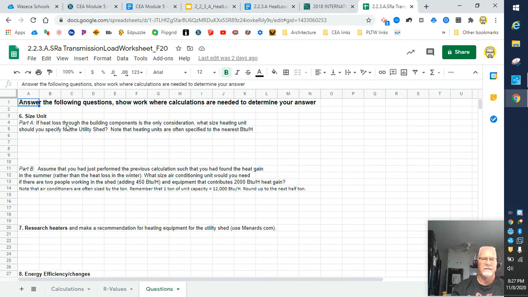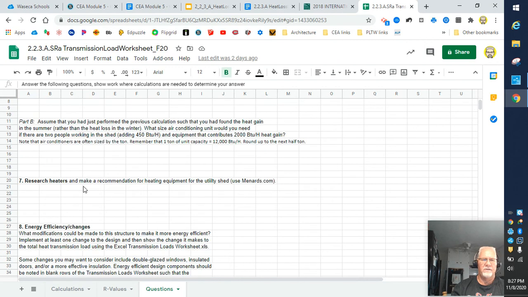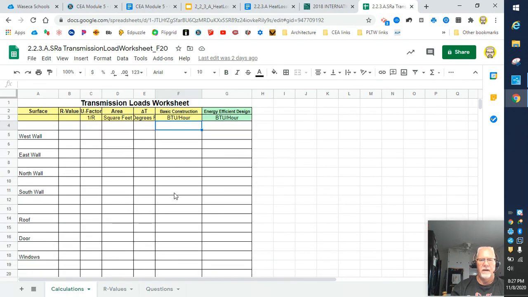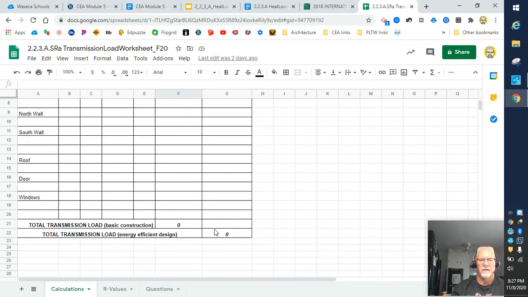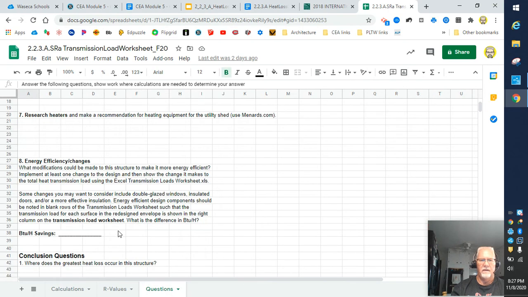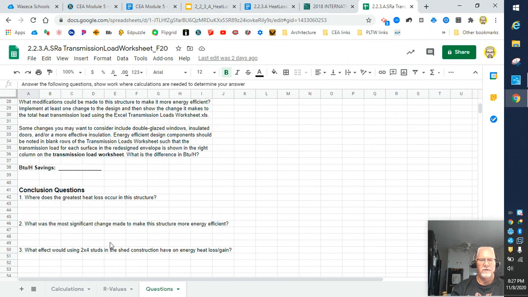We need to size out a heater and an air conditioner. Figure out pricing for one. Just use Menards to figure out the pricing for a heater. And then energy efficiency. And then you look at some changes. You'll do some changes here. Then you're going to go back to this page and make some energy efficiency changes and see what that does to our total transmission load. If we can reduce that number, that's really the goal of that activity. And then finally, some conclusion questions to go along.